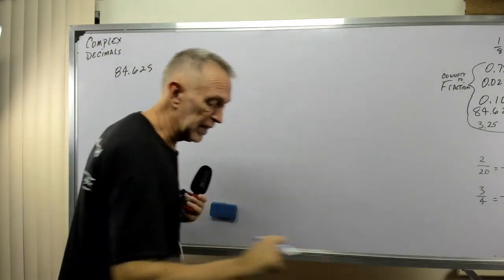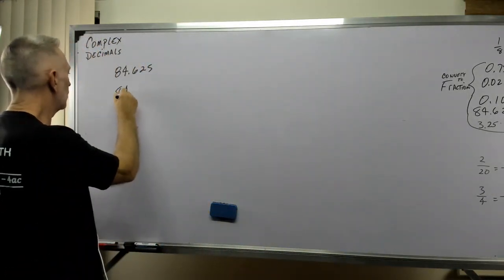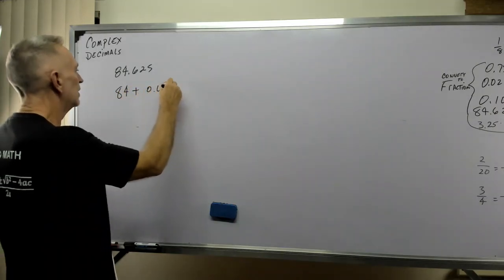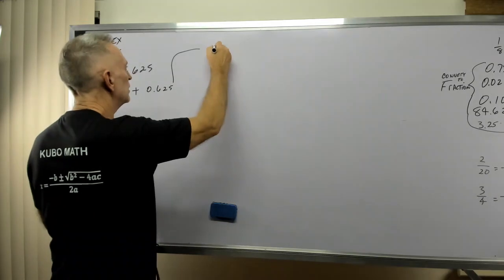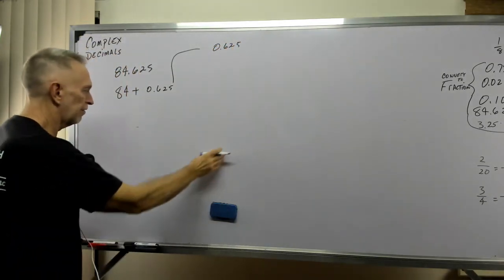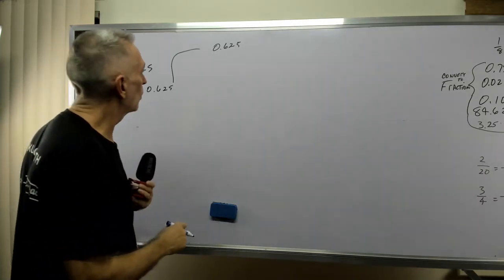Let's do the same process as we did just a moment ago. That's 84 plus 0.625. So I'm going to go up here on the 0.625. We'll work with it. Whatever fraction we get, we'll bring it back down and add it to the 84.